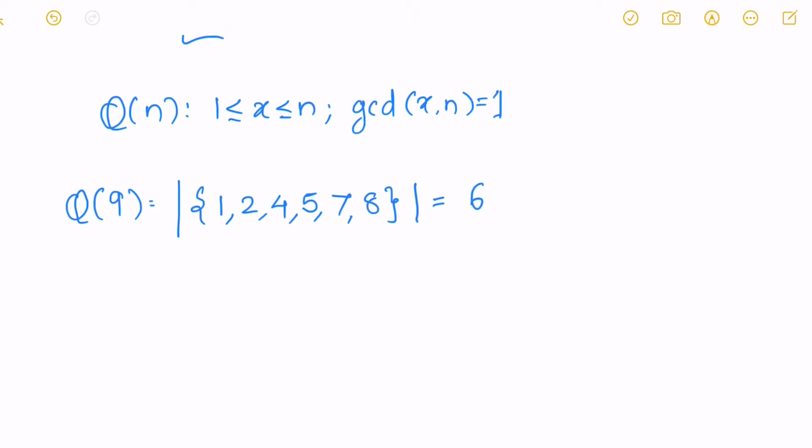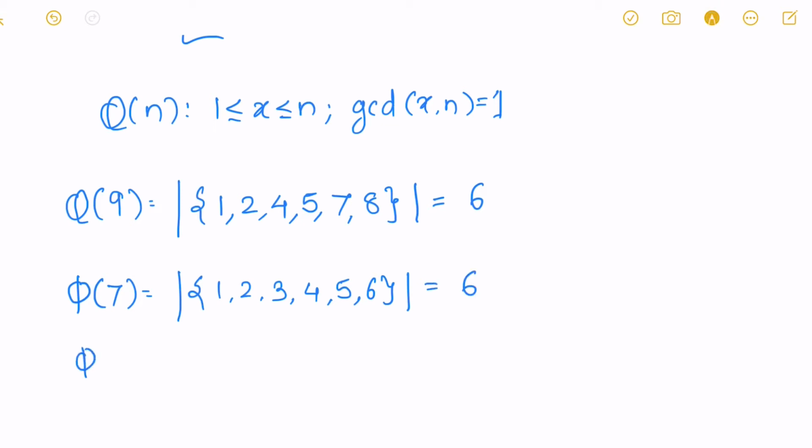Now let's take an example of a prime number, phi of 7. Since 7 is prime, all the numbers less than 7 are also relatively prime with it. So 1, 2, 3, 4, 5 and 6 are all the numbers which are relatively prime with 7. So the cardinality will be 6. You might have noticed already that phi of a prime number p is p minus 1, since any smaller number will be relatively prime with a prime number. So this is an interesting fact to notice.